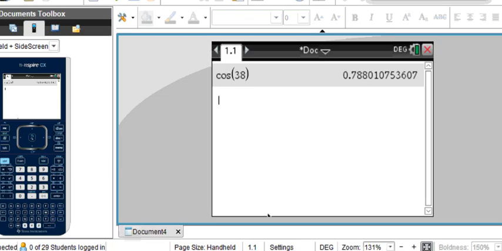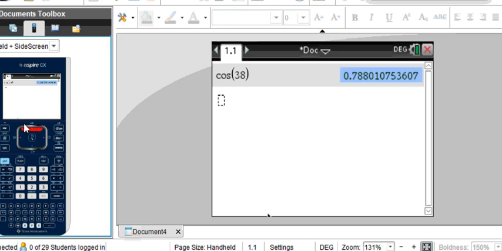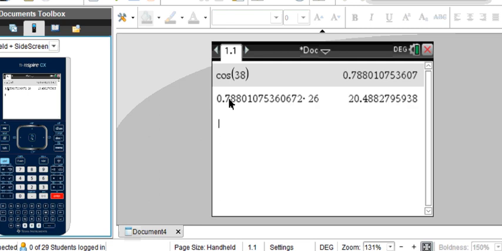But watch what I do. I'm going to use the up arrow to go grab that 0.78 number, or in other words, to copy it. Notice how it's highlighted. And now I'm just going to hit enter and it'll drag that number down to the next line for me. And I want to multiply that number times 26. It's very important that you copy and paste and drag this whole number down to the next line and don't just use the 4 digits that we put on our paper.